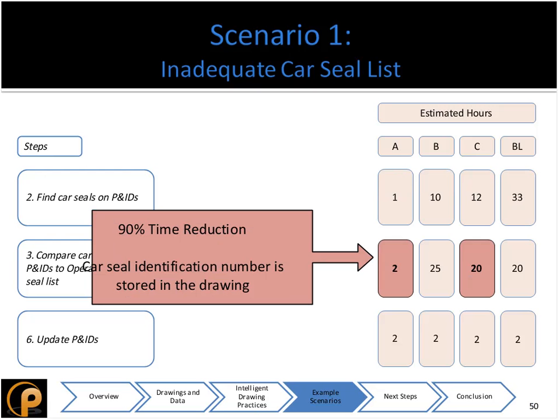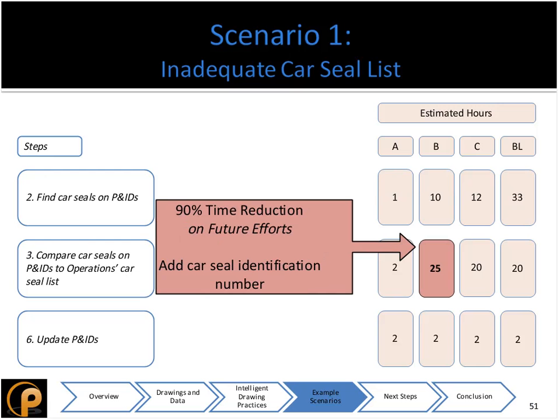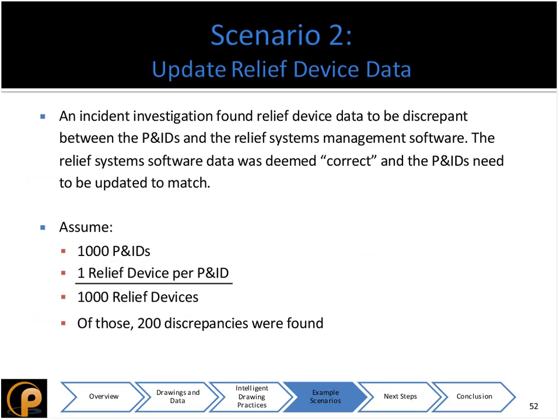And that's actually what Plant A was able to do and what Plant B will be able to do in the future. Let's go ahead and look at scenario 2.